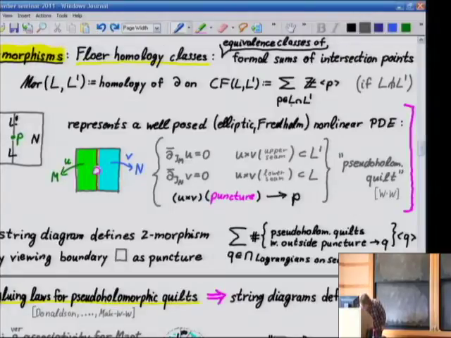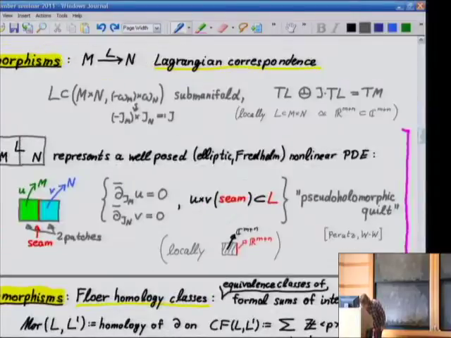I should be telling you, before I talk about two morphisms, I should tell you about morphisms here. So morphisms, again, it's the same top. And now I need to make sense of this string diagram. Right. So that means now I have two-dimensional bits. And there's a line labeled by one of these correspondences. And I need to turn this into a PDE.